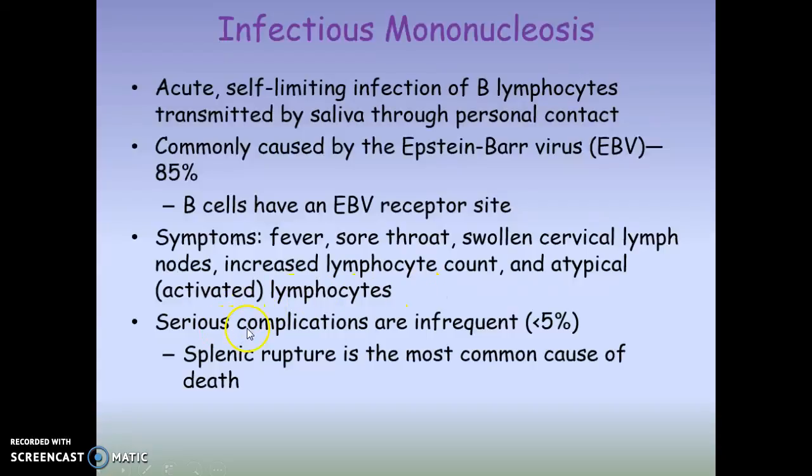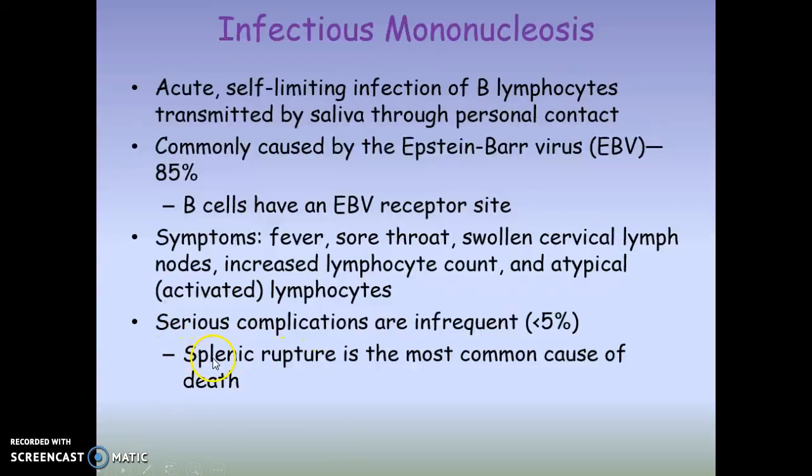All right, serious complications, there are not very many. They are infrequent, under 5%, and this is actually probably on the high side. Probably under 1% is where you would see serious complications. And the most serious complication would be a splenic rupture. And that is the most common cause of death in mono, even though death due to mono is extremely rare. But if there is death, it's probably going to be because of splenic rupture.